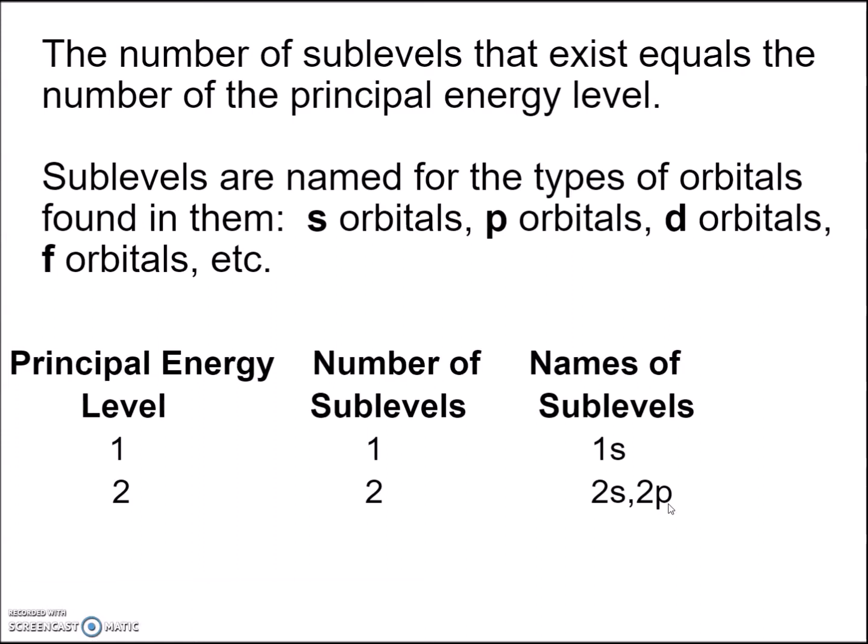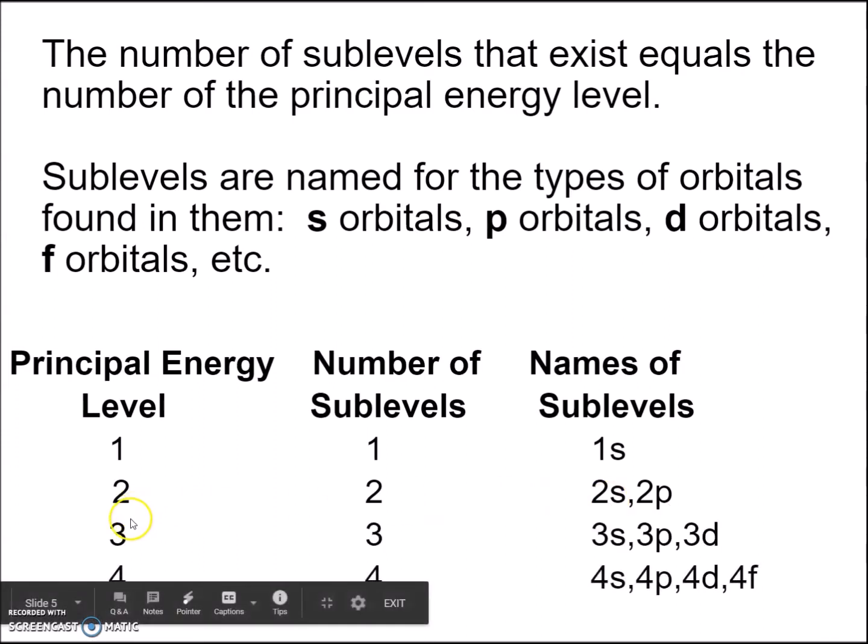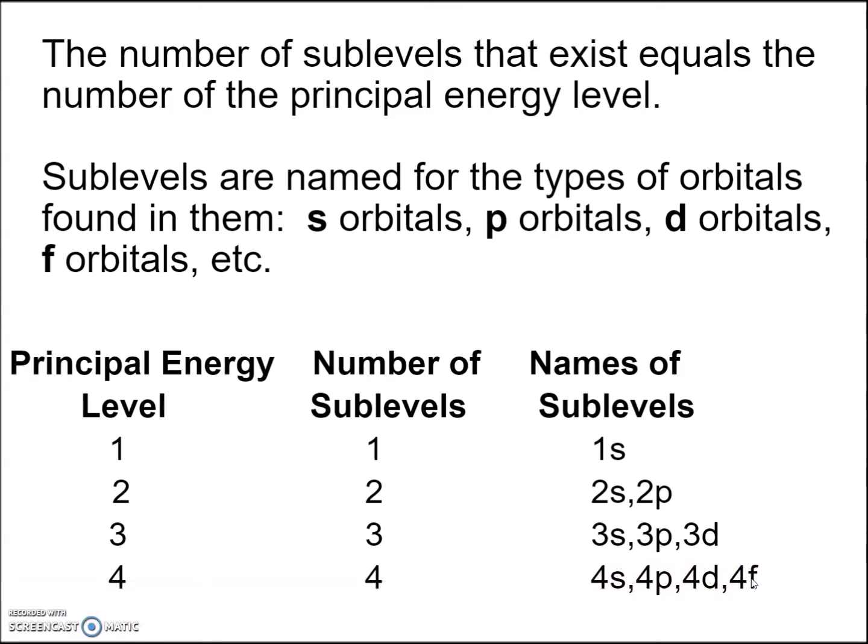St. Patrick's Day fun. In the third principal energy level, there are 3 sublevels whose names are 3s, 3p, and 3d. There is no such thing as a 3f sublevel. It doesn't exist. And in the fourth principal energy level, there are 4 sublevels whose names are 4s, 4p, 4d, and 4f. Going beyond that, students, you don't need to know.